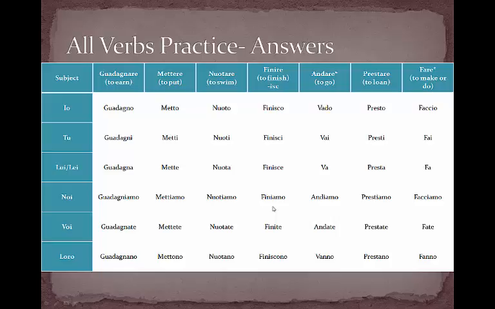Andare, that was one of our irregulars, means to go. Vado, vai, va, andiamo, andate, vanno.